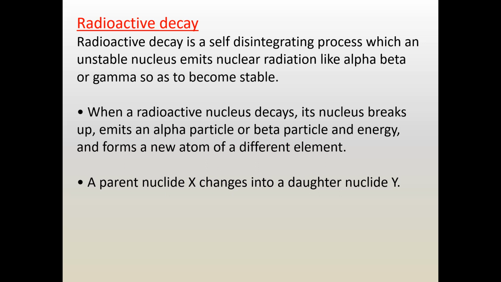And when a radioactive nucleus decays, it breaks down and emits an alpha particle or a beta particle or energy to form a new atom. And the parent nuclei, like first element X, change to a daughter nuclei Y, where element X is less stable and element Y will be more stable.